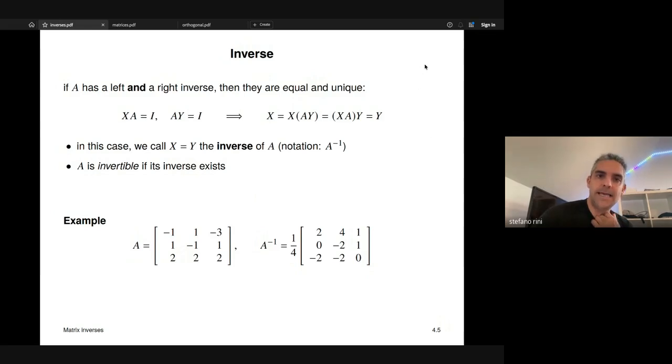If A has a left inverse and a right inverse, and they are equal and unique, then we say that this element becomes the blessed A to the minus 1. So X times A is equal to I, A times Y is equal to I, and X is equal to X times A times Y, which is equal to Y. So really X equal to Y can be called A to the minus 1. A matrix is invertible if and only if the inverse exists. So this is the matrix A, and this is its unique inverse, A to the minus 1.